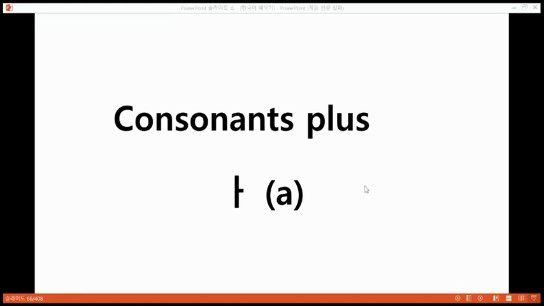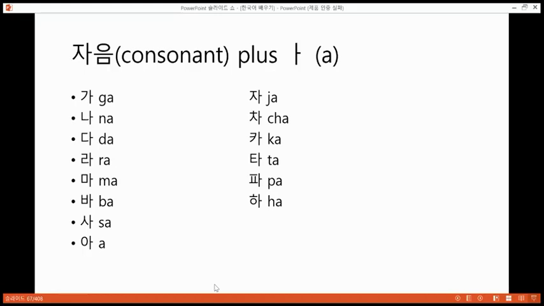So anyway, this time we are going to study Korean language because this is Korean language class. We welcome everyone, also our friend Arunima. Hello Arunima. Let's go to our lesson today. We are going to study consonants plus vowel ㅏ. Please see the notebook. Consonant plus ㅏ. Can we say ㅏ?